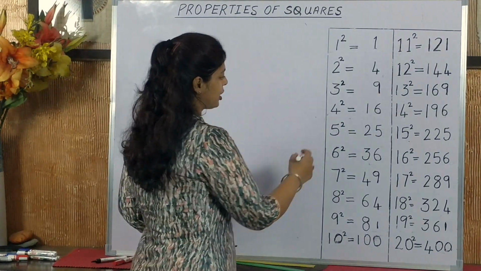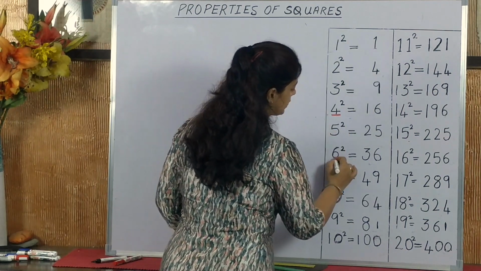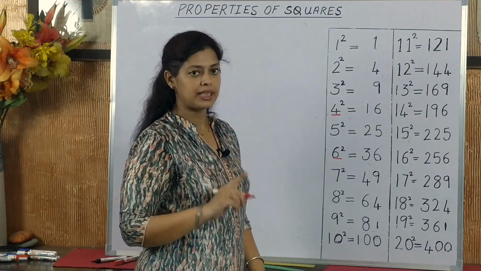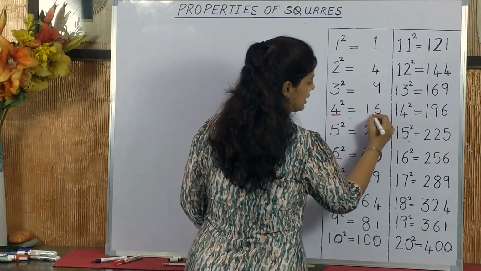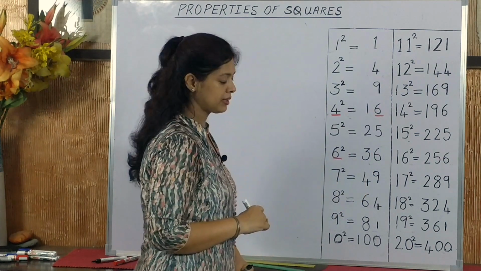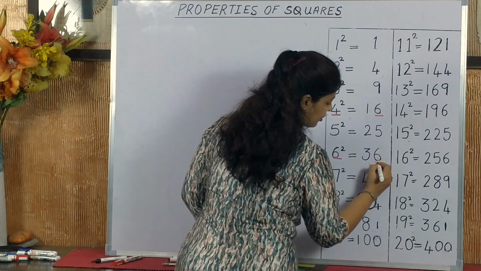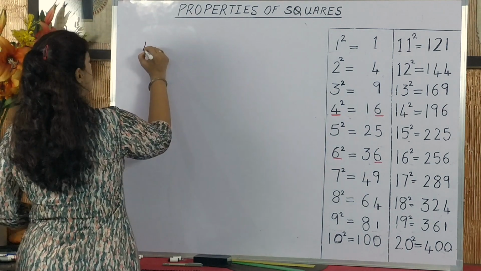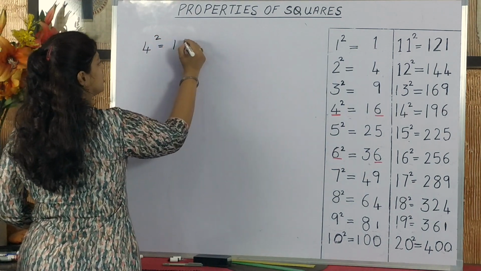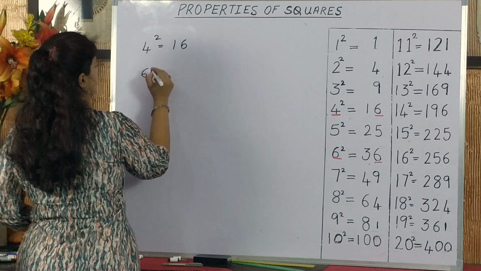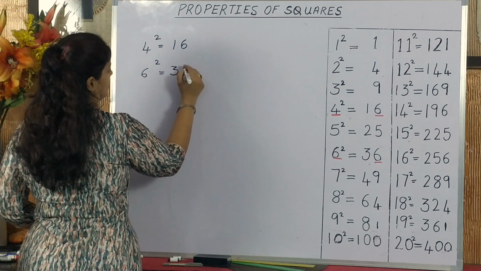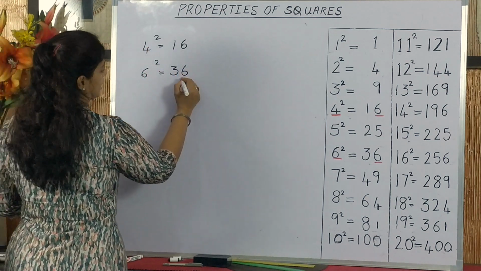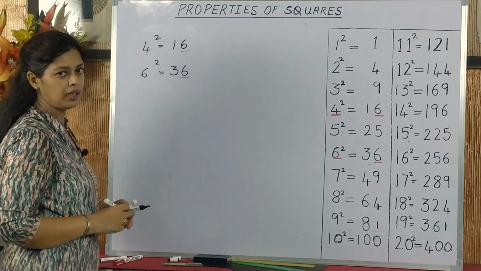Similarly, if the original number is having 4 or 6 in its units place, its square will always have a 6 in the units place. 4 square is 16, which has a 6 in the units place. 6 square is 36, which again has a 6 in the units place. So if I write this here, 4 square is equal to 16, 6 square is equal to 36. So the original number is 4 and 6, but the square will always have a 6 in the units place.